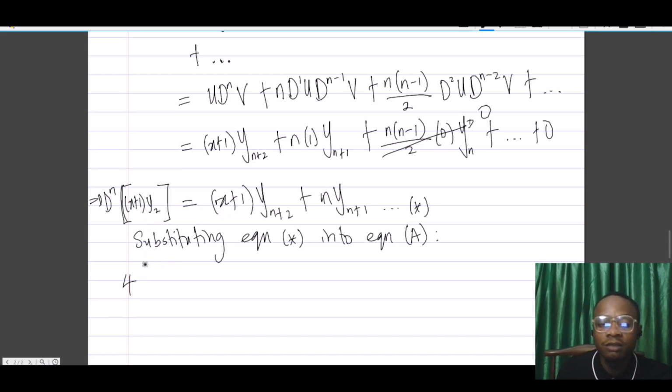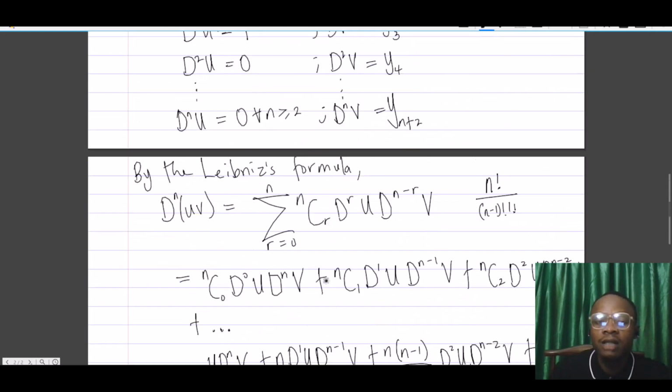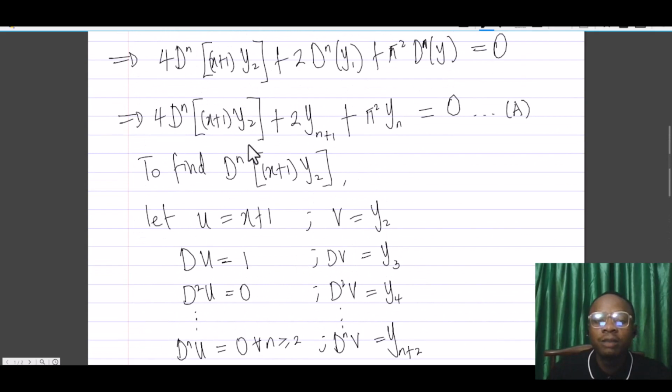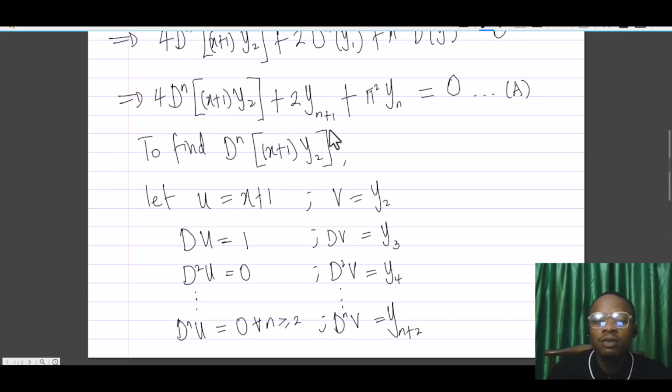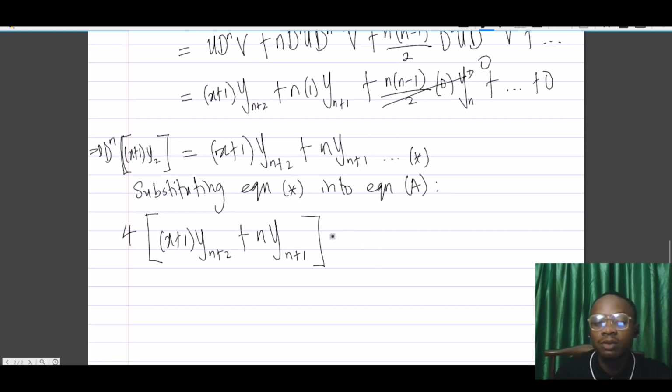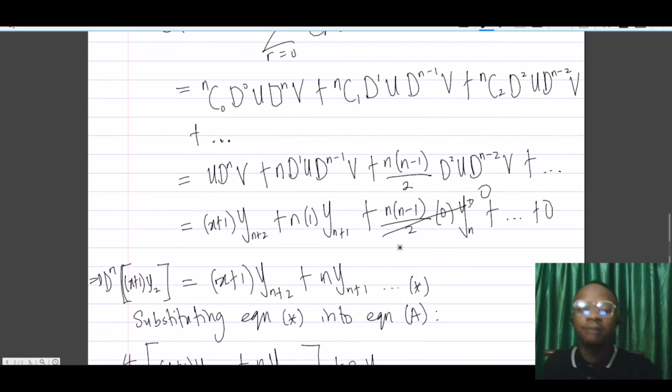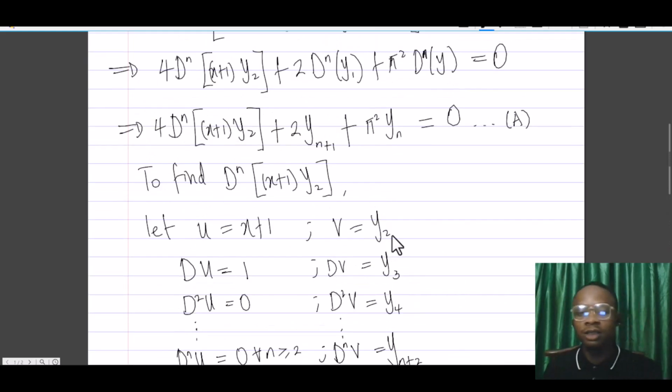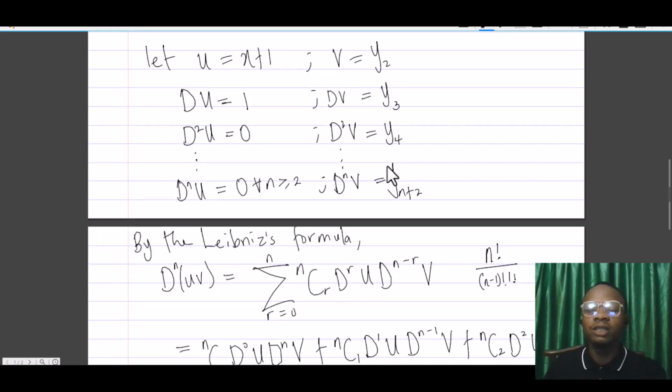We already obtained this derivative, so this will be 4 into x plus 1 y sub n plus 2, plus n into y sub n plus 1. So close the bracket. So we substituted that. Then the remaining part is plus 2 y sub n plus 1, and then the last part here is plus pi squared y sub n.